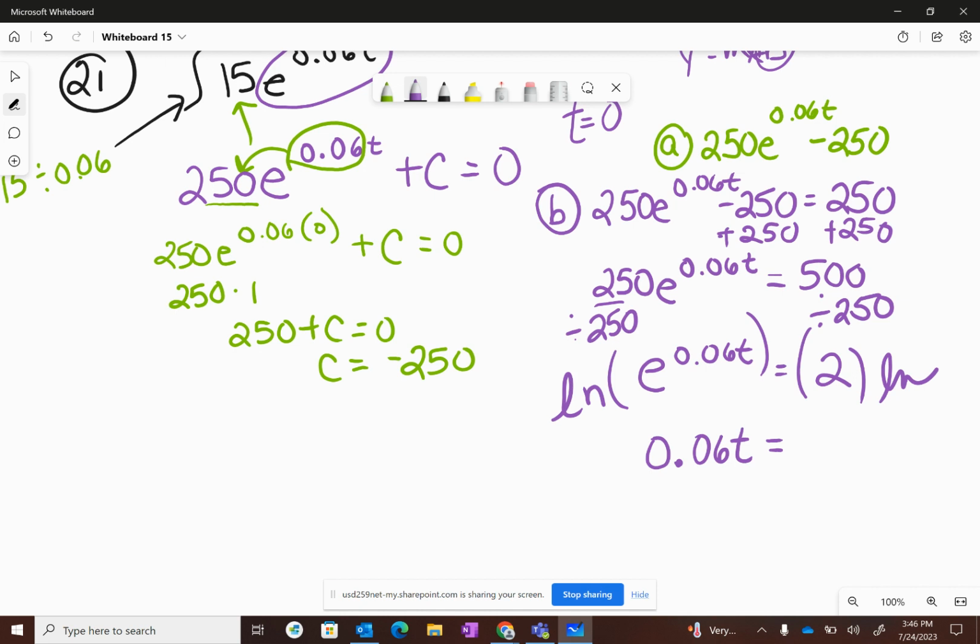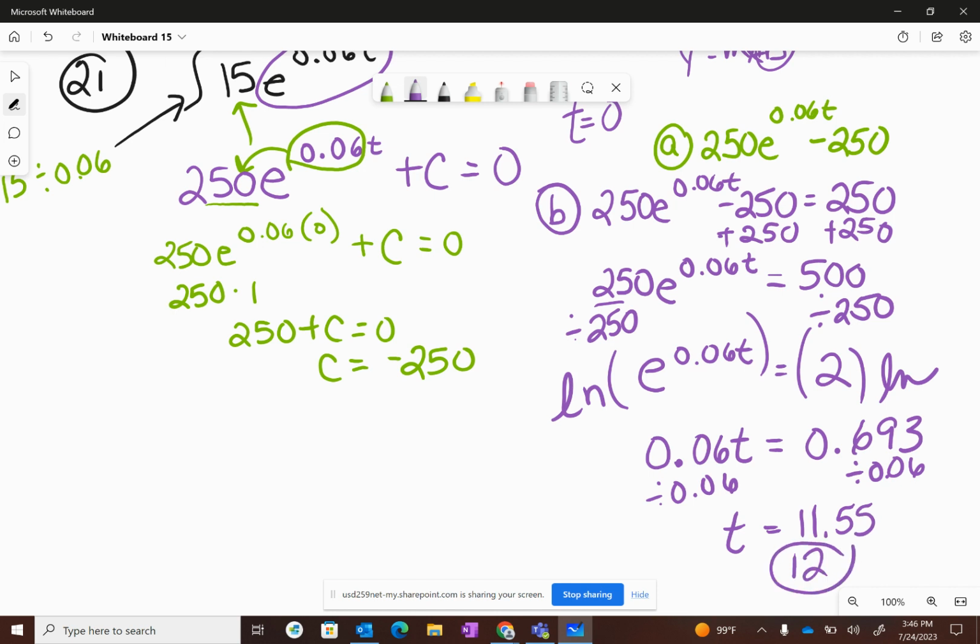And if I take the ln of 2, that is 0.693. This is just calculator work. If you put the ln of 2 in your calculator, you're going to round to 0.693. Then to solve for t, I would then divide, and basically get t equals 11.55. And to answer the question, they're rounding that to 12.